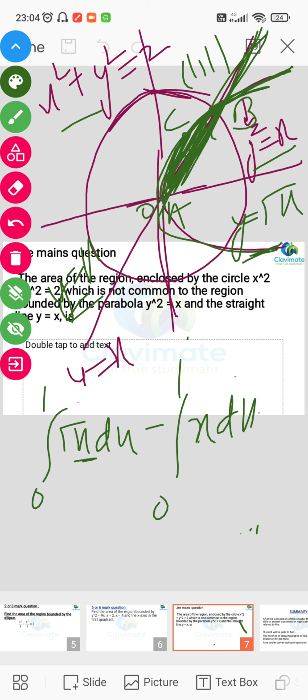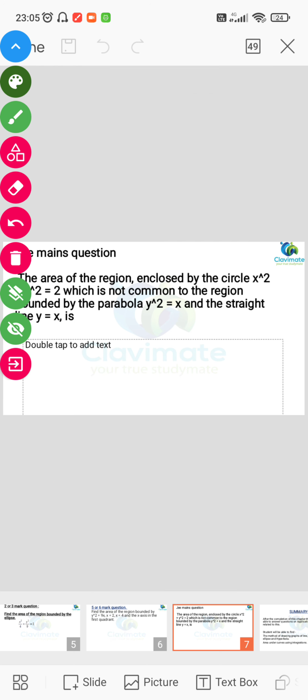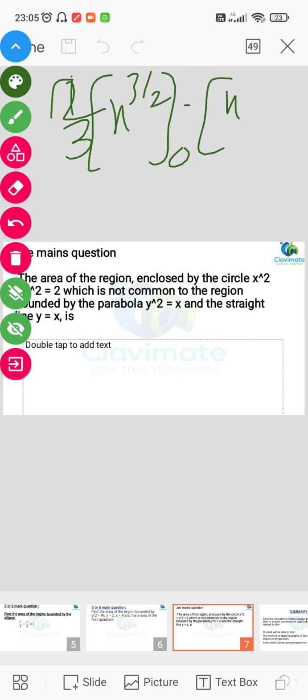What is the integration of root x? It is x power 3 by 2 upon 3 by 2, and the limit is from 0 to 1. And what is the integration of x? It is x square by 2, and the limit is from 0 to 1. So let us put the upper limit and lower limit. This is 2 by 3 outside, x power 3 by 2, 0 to 1, minus x square by 2, 0 to 1, right?